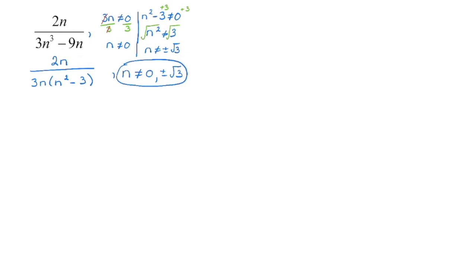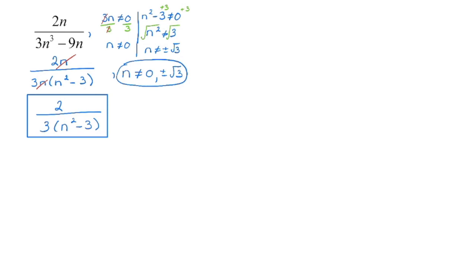If n is equal to 0, the denominator is 0. If n is equal to positive root 3, the denominator is 0. If n is equal to negative root 3, the denominator is equal to 0. And now we can see that an n in this monomial cancels with an n in this monomial. They're going to divide out, leaving us with 1. And this becomes our simplified answer in factored form.